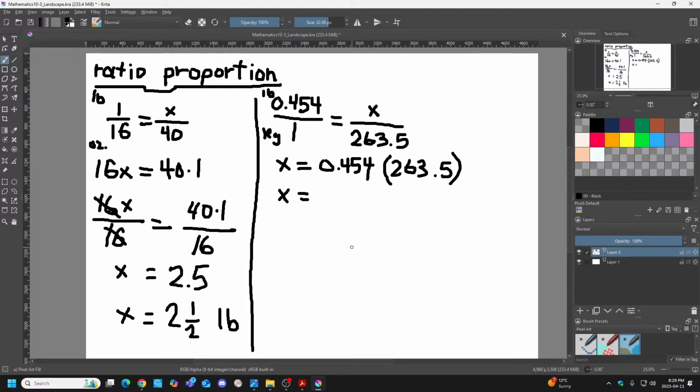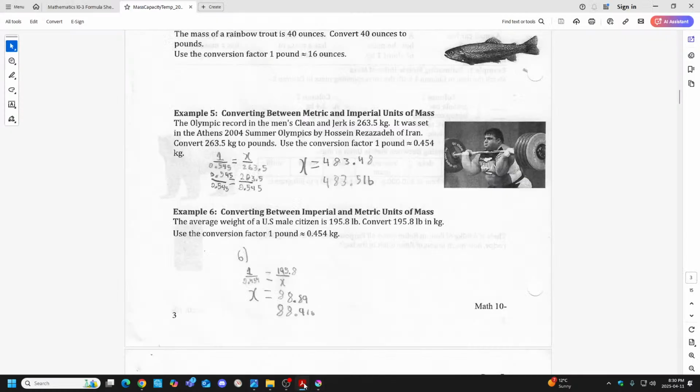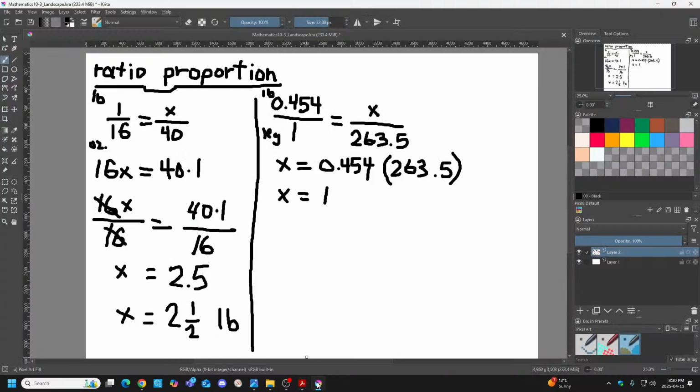0.454 times 263.5, which, if you look at this as a fraction roughly, you know that 1/2 is 0.5, right? So that means that when you multiply by a value that's 0.5 or less, it's going to be less than half, right? Hopefully I did that correct. Did I do that correct, guys? No, I messed that up. I did mess that up.